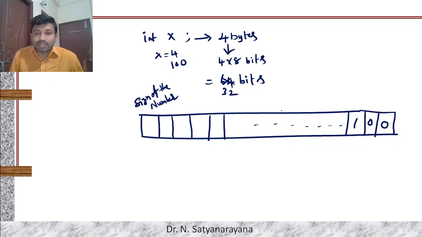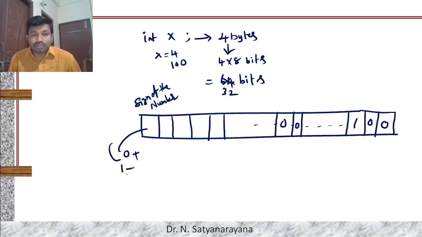Right, 100 is 4 and the remaining will all be zeros. So adding zeros towards the left does not increase the magnitude of the number. Because x is given as positive, this bit will be 0. If it is negative, this will be taken as 1 for negative. So one bit is used for representing the sign of the number. So the remaining 31 bits are there.